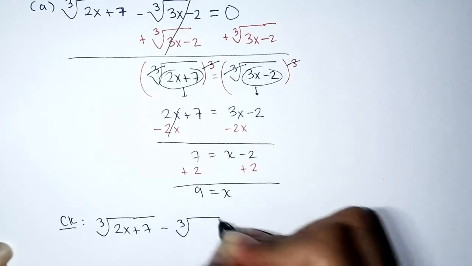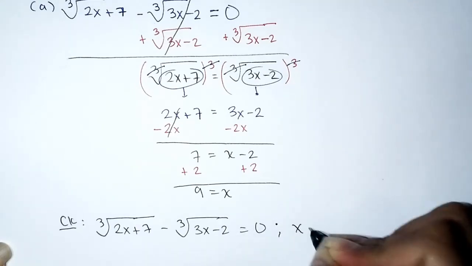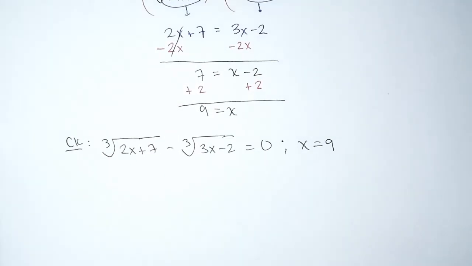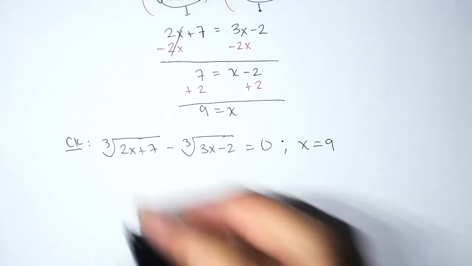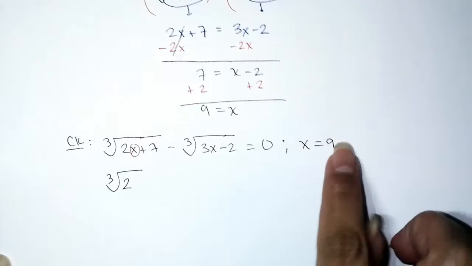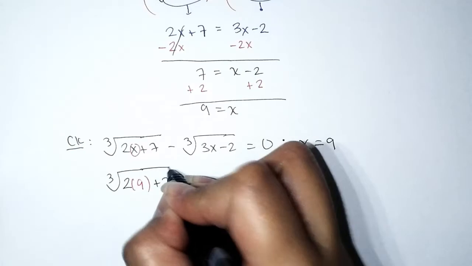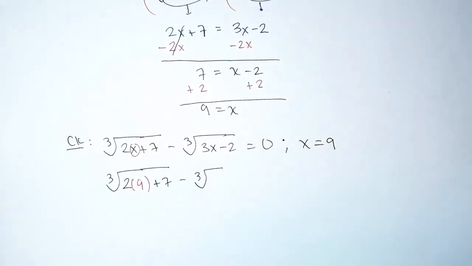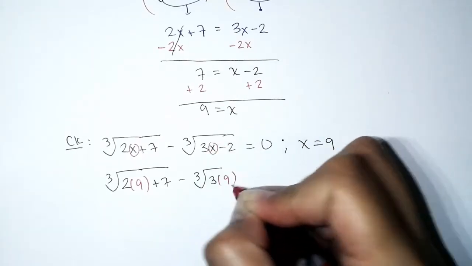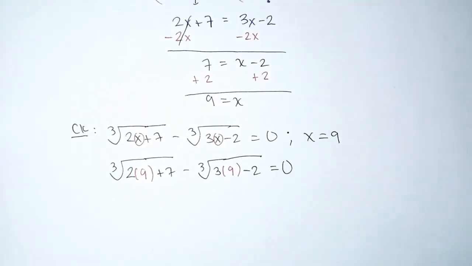And I say that because I have a tendency to put the numbers in the wrong place, but if I write down the equation, then that will minimize the likelihood of me putting the numbers in the wrong place. So we have cube root of 2 times x, okay? And our proposed solution is 9 plus 7 minus cube root of 3 times x. So 3 times x, and our proposed solution is 9 minus 2. And for my peace of mind, this needs to equal 0.